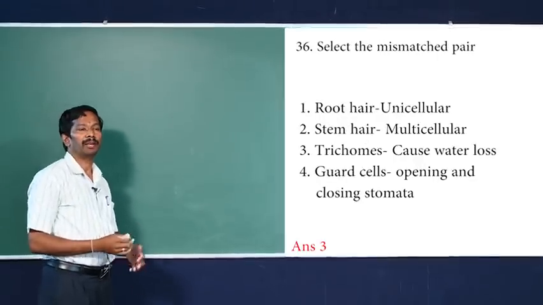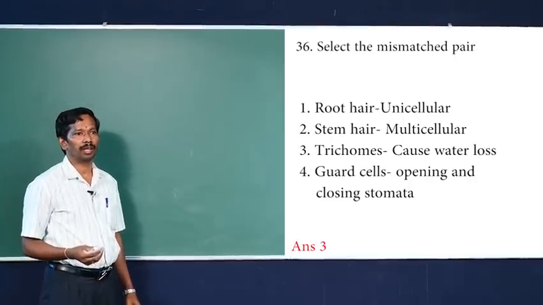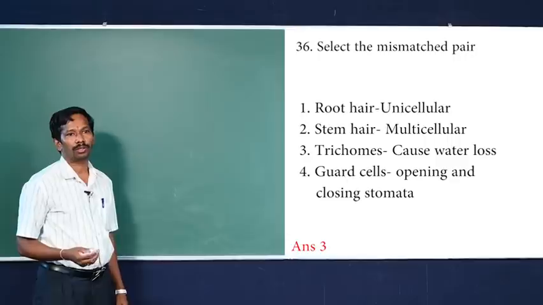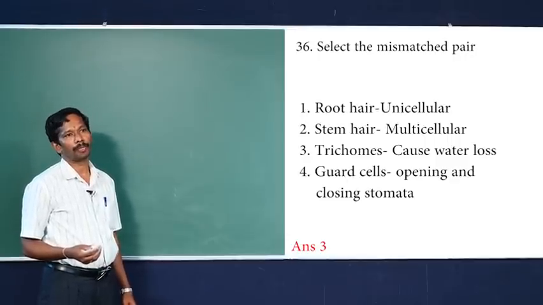Select the mismatched pair. First one, root hair unicellular; second one, stem hair multicellular; third one, trichomes cause loss of water; and fourth one, guard cells opening and closing of stomata.